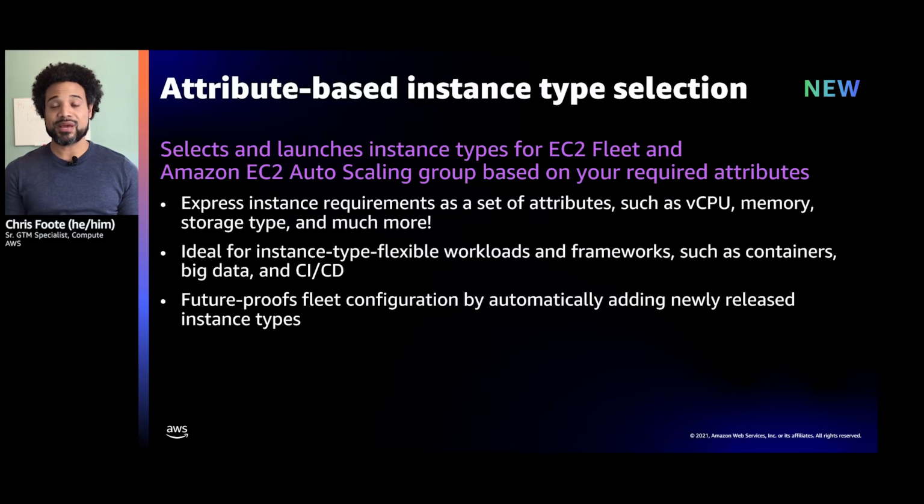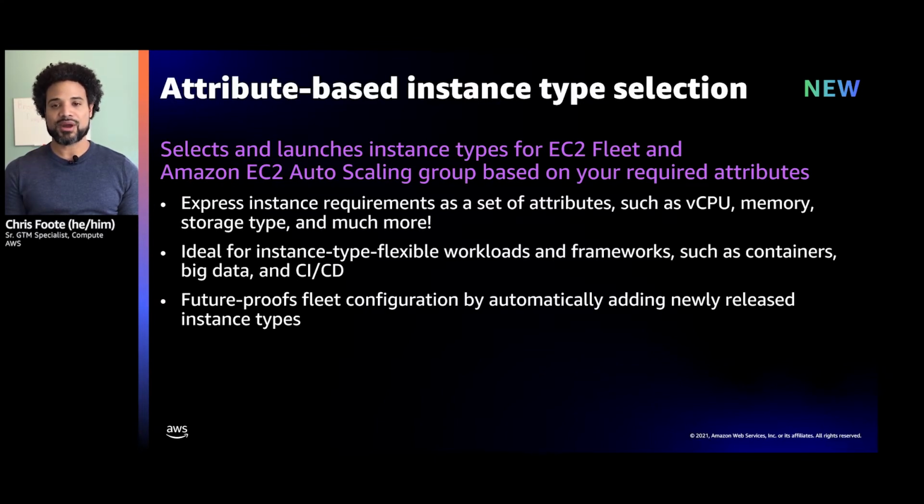In addition, something that we recently launched is the attribute-based instance selection for auto-scaling groups, as well as EC2 Fleet. And this allows customers to express their requirements as a set of attributes. So you can choose vCPU, memory, storage options, and several other things. And what this is doing is it's going to allow customers to create a list of instance types based off of these attributes. And it's ideal for flexible workloads.